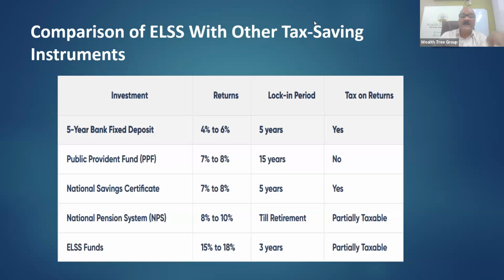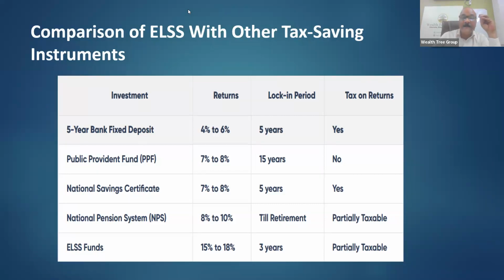So generally, if you go for fixed deposit, the returns can be around 4 to 6%, and the locking period will be around 5 years. If you go to PPF, returns can be around 7 to 8%, and the locking period will be around 15 years, but there is no tax on the final return. The National Savings Certificate gives 7 to 8% returns, and a 5 years locking period, and you need to pay tax on returns at that time.